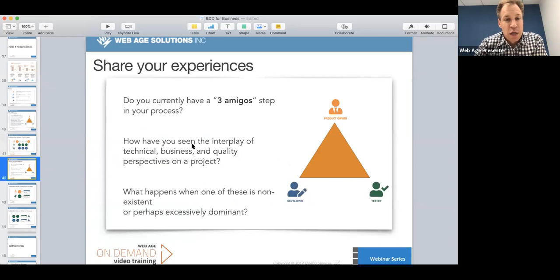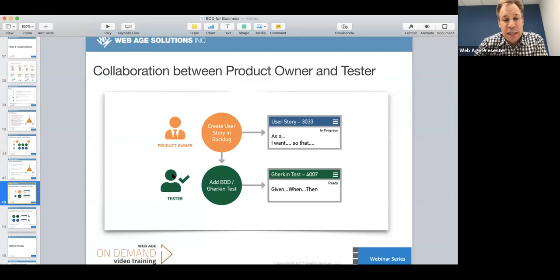All right. The reason we use the three amigos, which we talked about before, is because they have different shared experiences, different perspectives on which to base their behavior-driven tests. Now, a product owner and a tester work very closely together, because a product owner writes component number one of a story, the user story itself, and the tester is primarily responsible for the Gherkin test, but they work together, right? The tester would have input on the user story and the product owner has input on the Gherkin test.